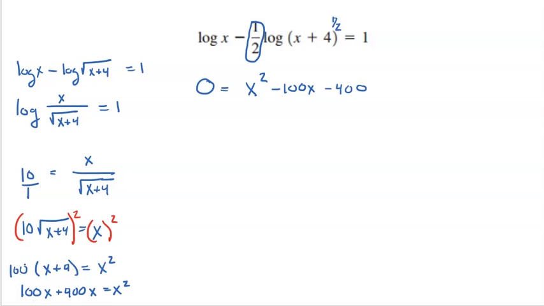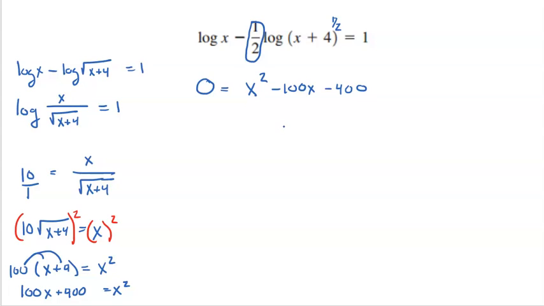When I distribute the 100, that's a 100x and a 400, not a 400x, just 400. There's no x there. All right, so subtract everything to the right side. So I have x squared minus 100x minus 400. All right, now I got a quadratic. We got 3 ways to solve a quadratic.